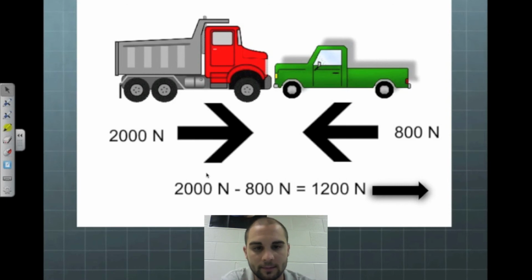So when I subtract them, I have 1,200 newtons of force, and the dump truck is going to be going towards the right. It's going to continue moving with 1,200 newtons of force, while the pickup truck will come to a stop.